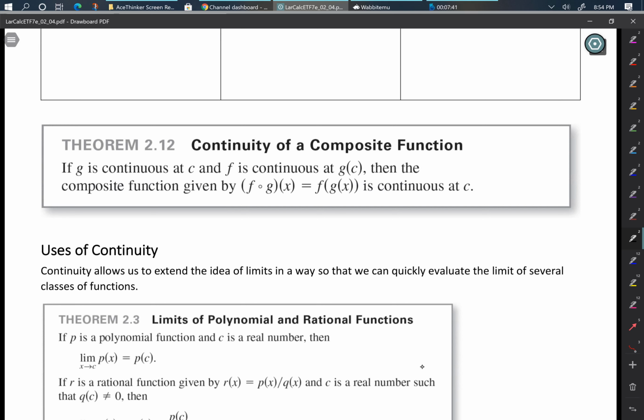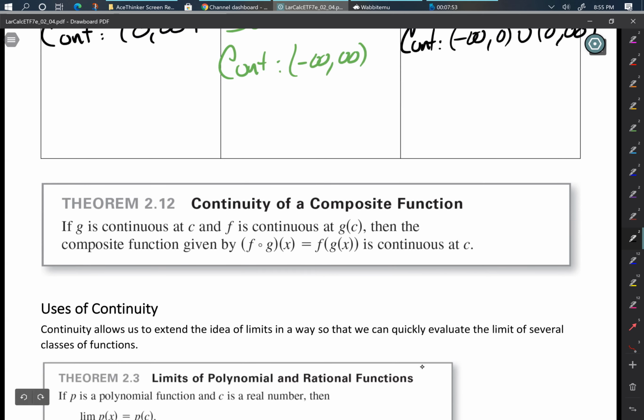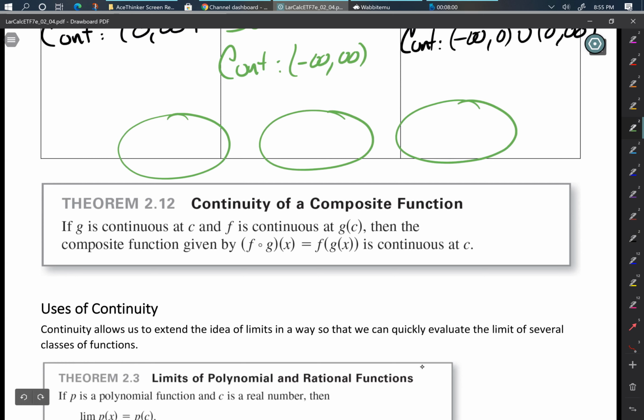How does that work again? If g is continuous at c, and f is continuous at g of c, then the composite function given by f of g is continuous at c. All right. So do you remember how composite functions work? We start here, go to here, and then go to here.